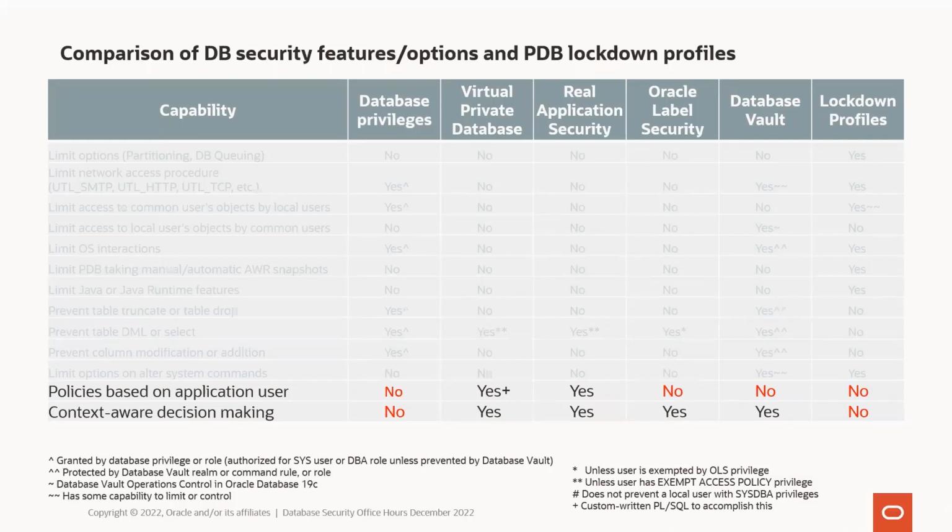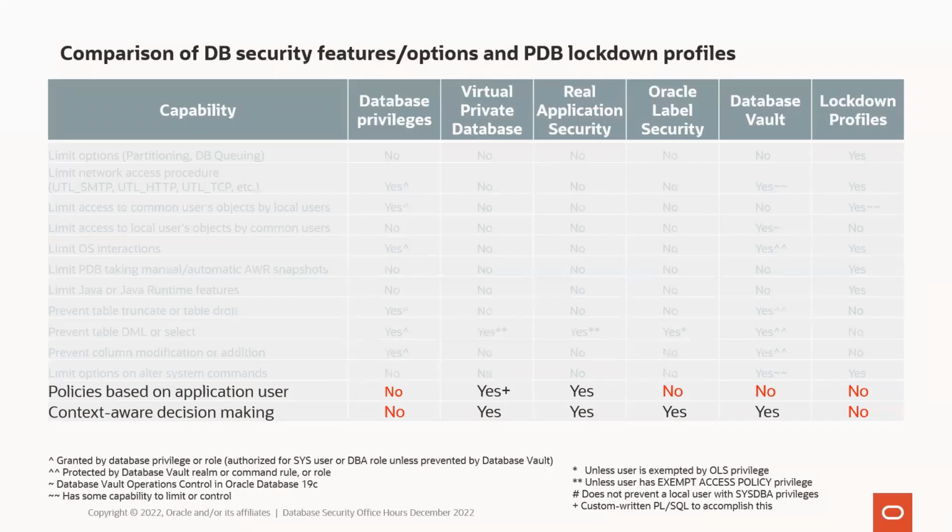And then, if we want to make policy decisions on who can access the data, well, that's Real Application Security, or VPD if you want to write your own PL/SQL. We want to make context-aware decisions. And what I mean is, hey, this user is logging in from this IP, or they're using SQL*Plus or a JDBC thin client, or coming from this host, or we've got this custom user context that we've created. That's where our VPD, RAS, Label Security, Database Vault can make those decisions. Database privileges can't. They're just binary. You either have the privilege or you don't.